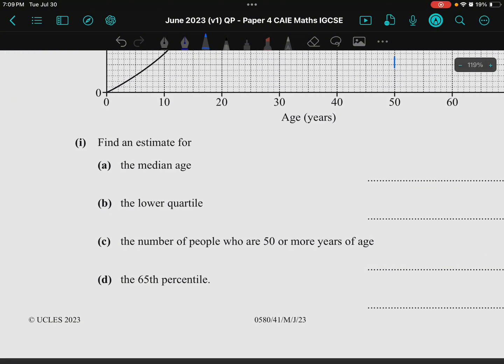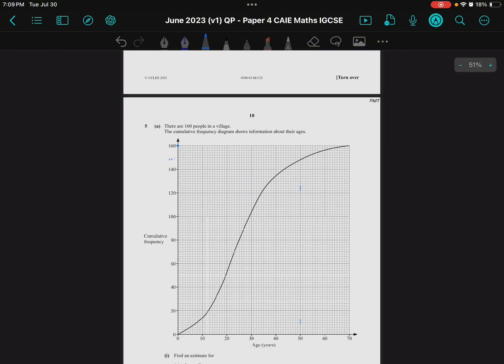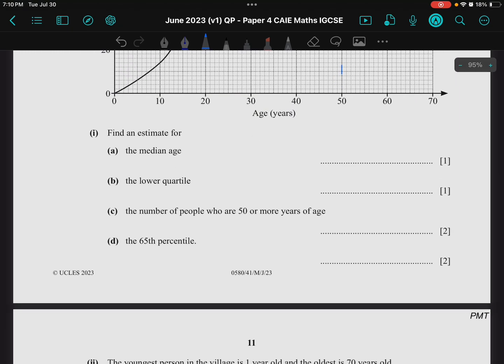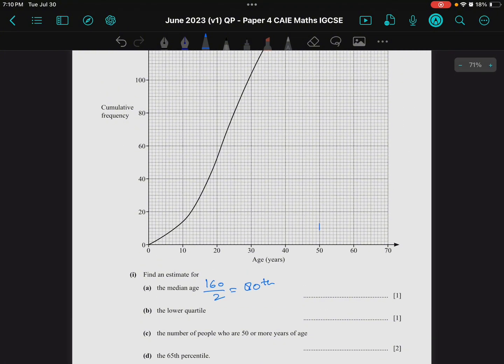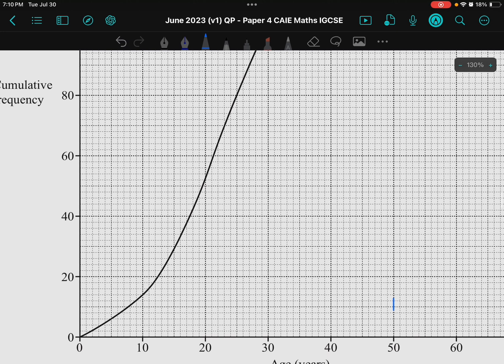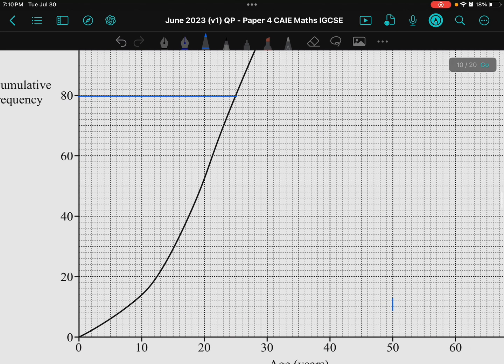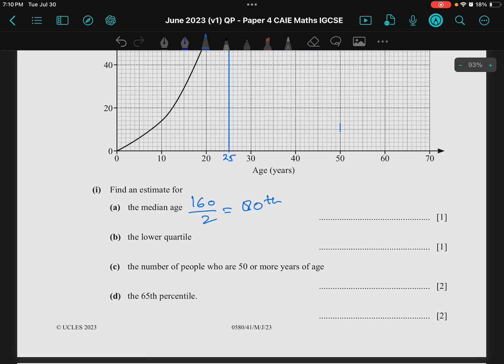Median, how you will be finding the median in a cumulative frequency diagram. The highest value is given as 160. So the median age is 160 divided by 2, which gives you the 80th value. From the cumulative frequency, drop a line meeting the curve, and at the point where it meets the curve, drop down the line to find the median, which is coming out as 25. So your answer is 25.